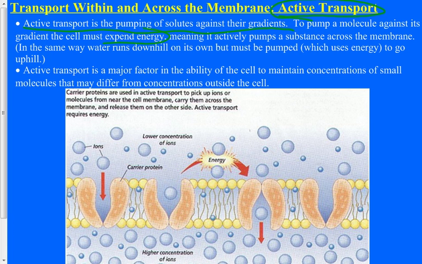Alright, so the cell has to expend energy and it will create imbalance. It is the only one that will do so. So when I give you a question on a unit exam, you have to read the context carefully to figure out which type of cellular transport I'm talking about. If I'm talking about a situation where there's a need to create imbalance, the process has to be active transport because the other two won't do it.